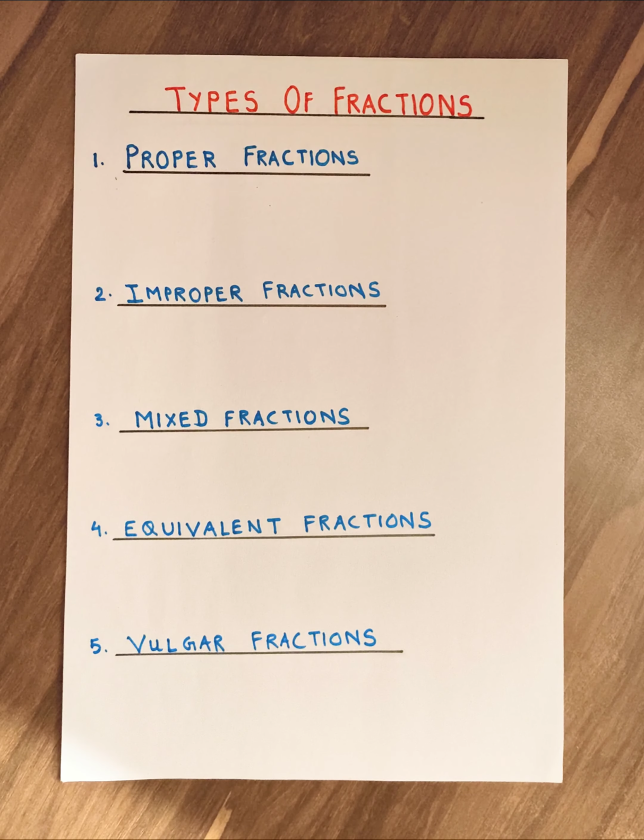So today we are discussing types of fractions. Before starting this, let us do a small recap of what fractions were. A fraction is a part of a whole and it is made up of two parts. The upper part is called the numerator and the lower part is called the denominator. One thing has to be kept in mind: the denominator should never be equal to 0, because we cannot divide anything by 0, right?